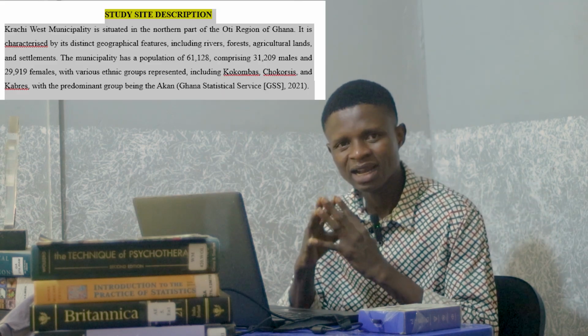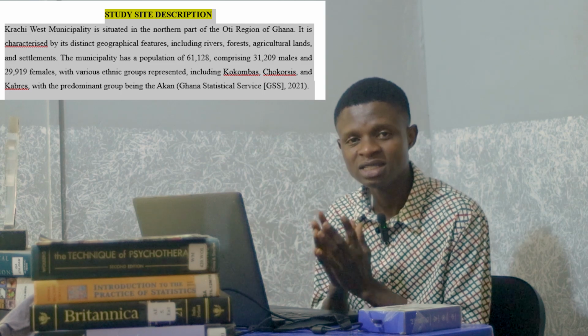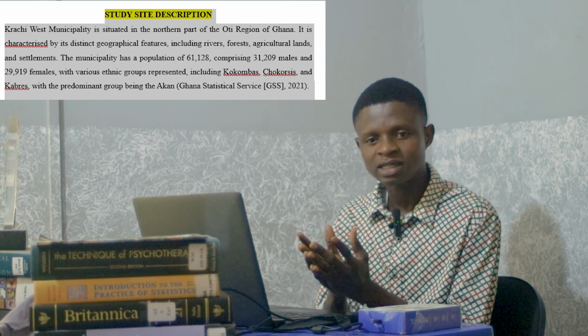So with study site description, this is where you talk about where your study is taking place. You explain for your readers and your audience to understand how your community or your study site is distributed, where your study site is located, so that they will be able to appreciate and understand how your community is distributed and where it is located.